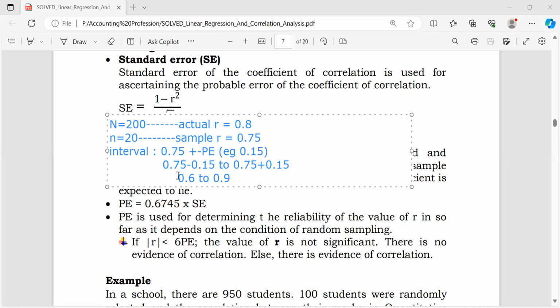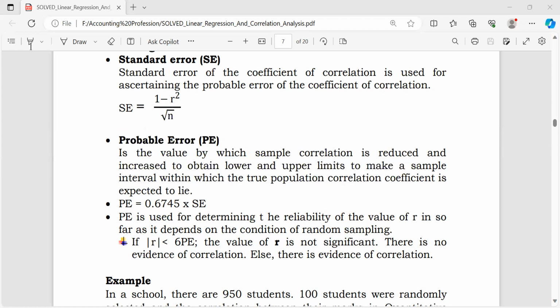Right now, I have the range, the interval using this sample within which the correlation coefficient of the actual population could lie. 0.8 is actually between 0.6 and 0.9, right? So that's what I meant by the probable error. It's something that can be added or subtracted in order to arrive at the figure just stated.